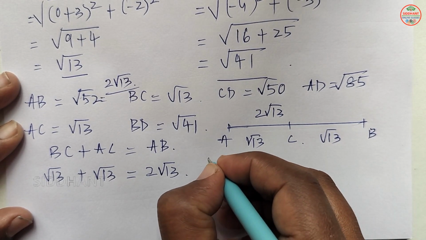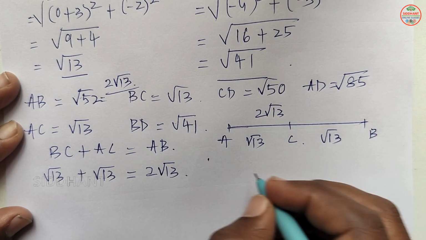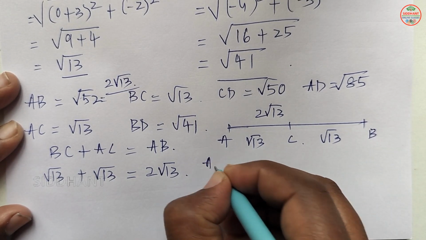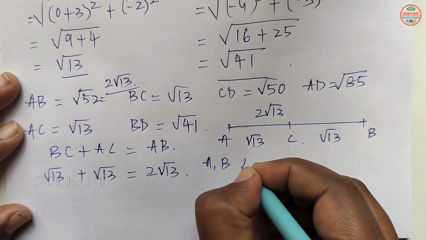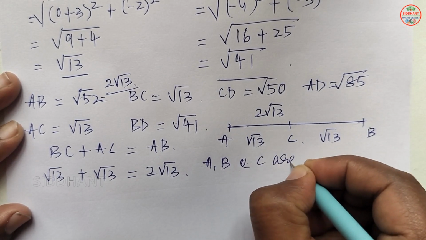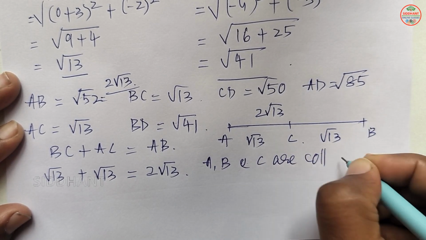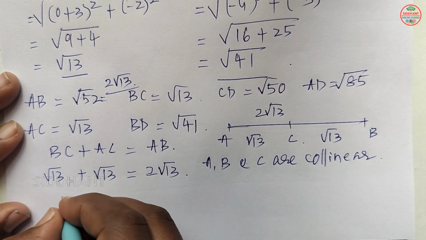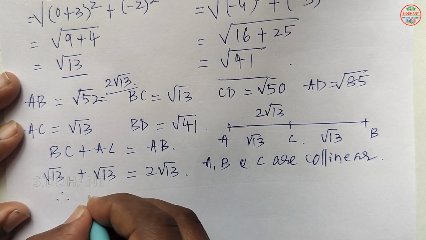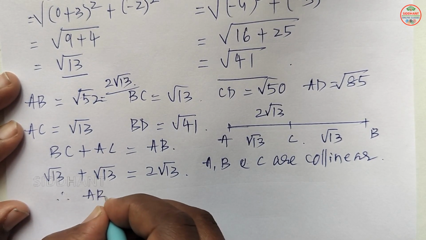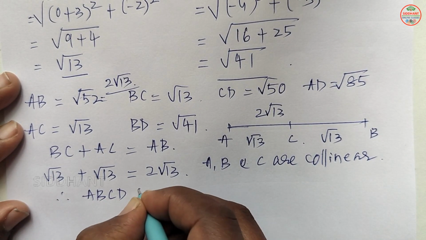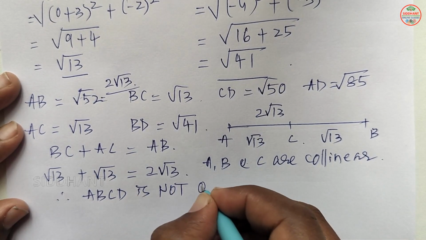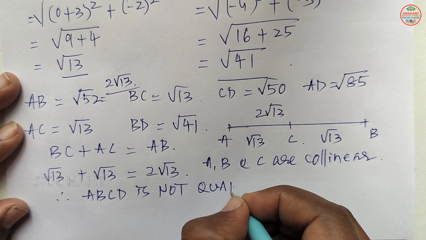So when they are collinear, we can say it is not a quadrilateral. So A, B and C are collinear here. Therefore A, B, C, D is not a quadrilateral.